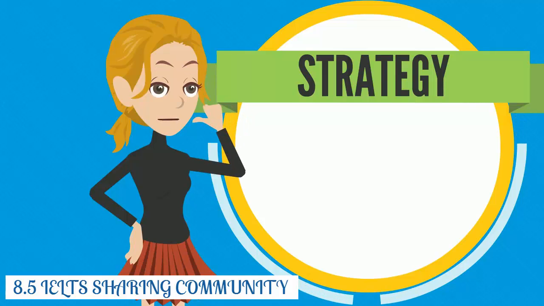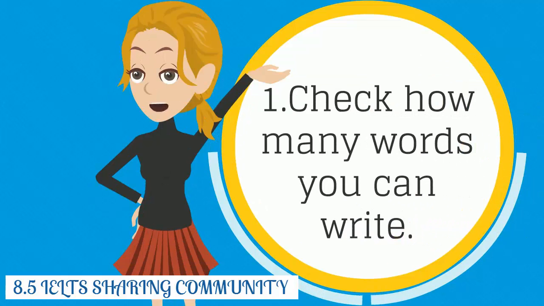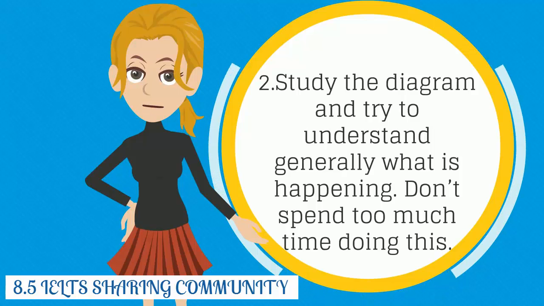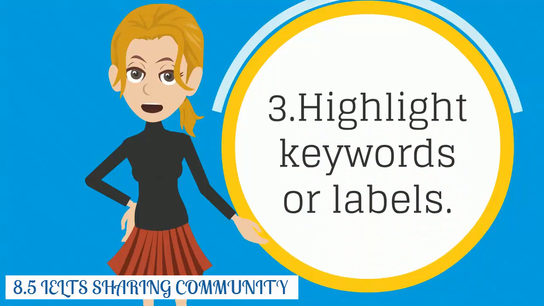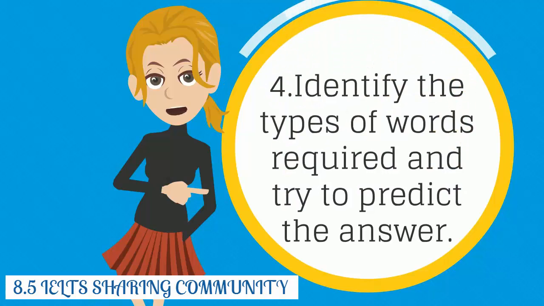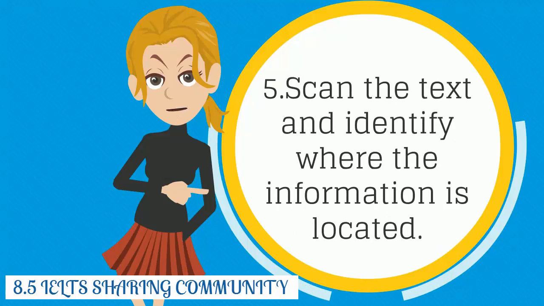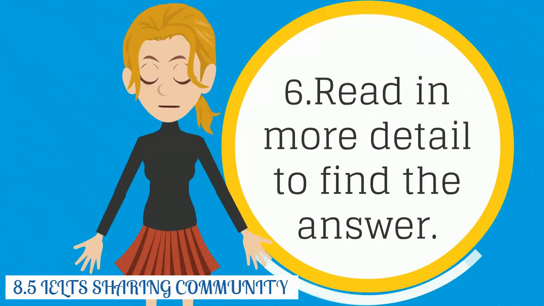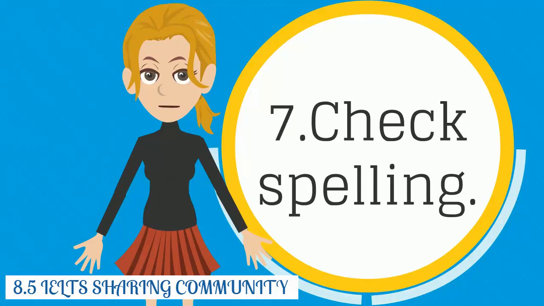Strategy. 1. Check how many words you can write. 2. Study the diagram and try to understand generally what is happening. Don't spend too much time doing this. 3. Highlight keywords or labels. 4. Identify the types of words required and try to predict the answer. 5. Scan the text and identify where the information is located. 6. Read in more detail to find the answer. 7. Check spelling.